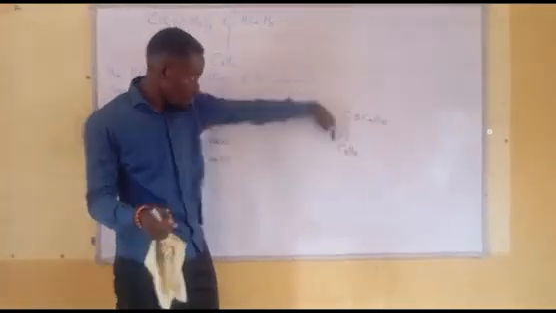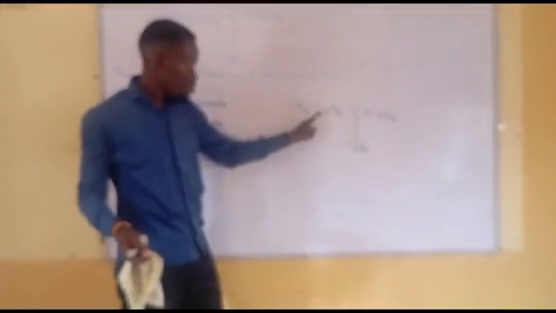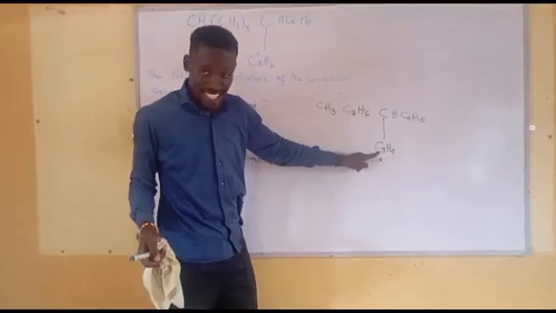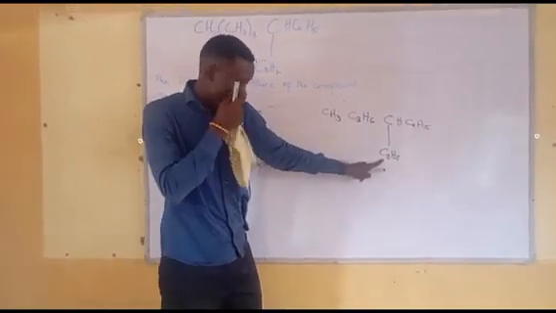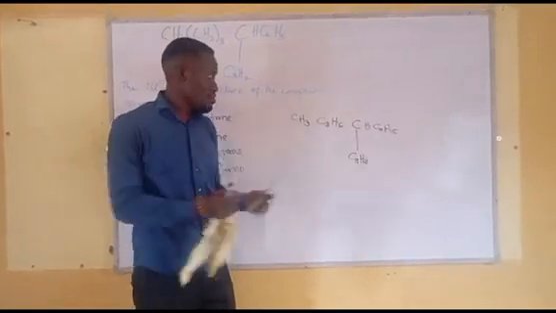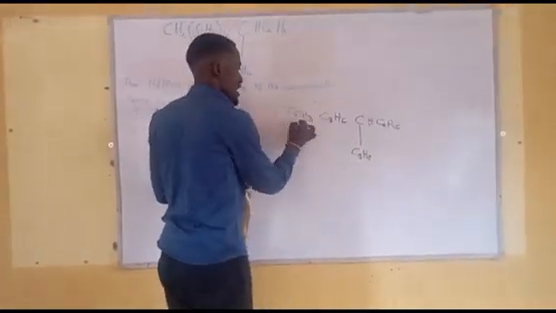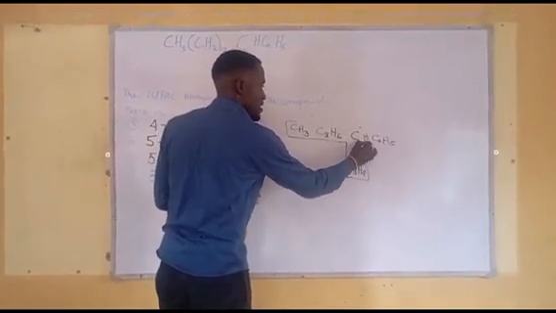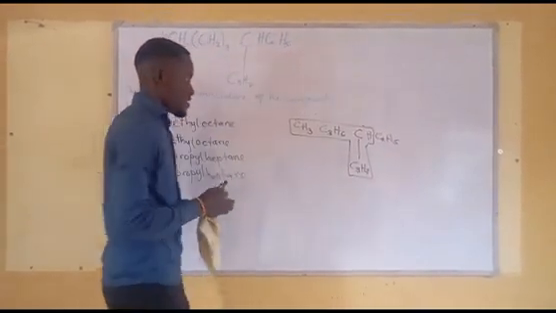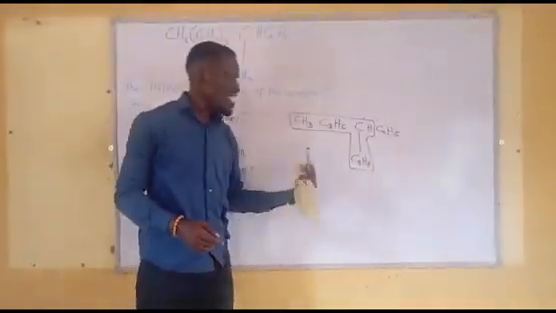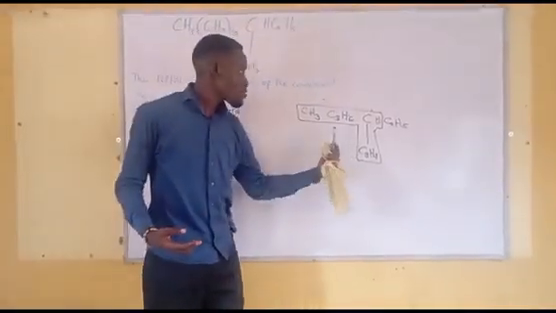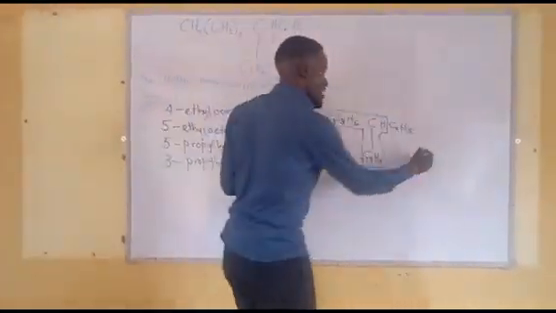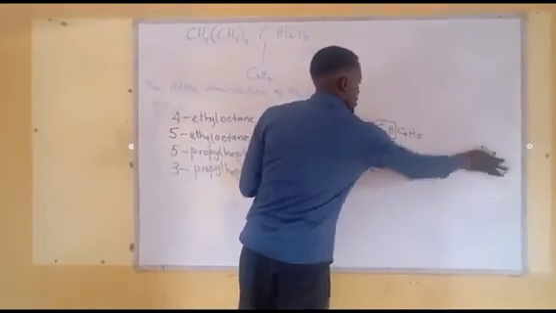There's a branch in here, so let's count towards this way. We have 1, 2, 3, 4, 5, 6, 7, 8. So you can agree that 8 is longer than 7. Therefore my longest chain is at this part here, because it contains 8 carbon atoms. Now, what will be my parent chain here? Since it is 8 carbon atoms, don't forget that 8 is oct.